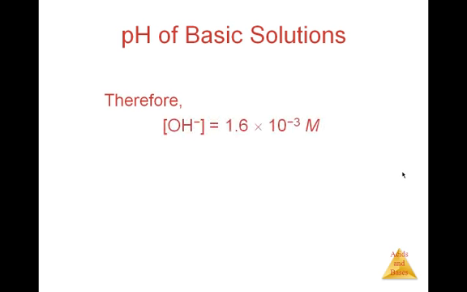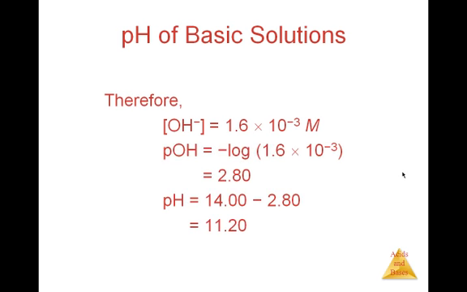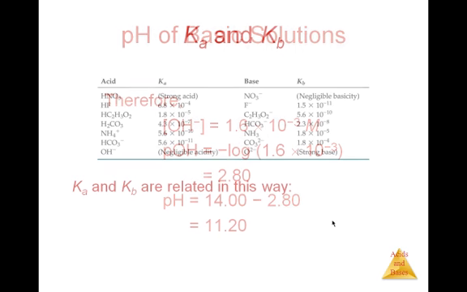So the hydroxide concentration is 1.6 times 10 to the negative third when you plug it into your equation. You can figure out the pOH, and then from the pOH, if you subtract that value from 14, you now know the pH. We'll be going over these problems in class more in depth.